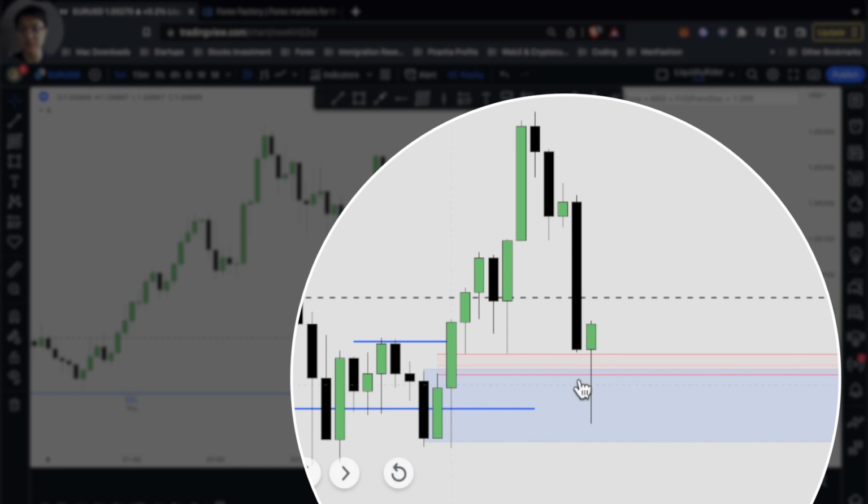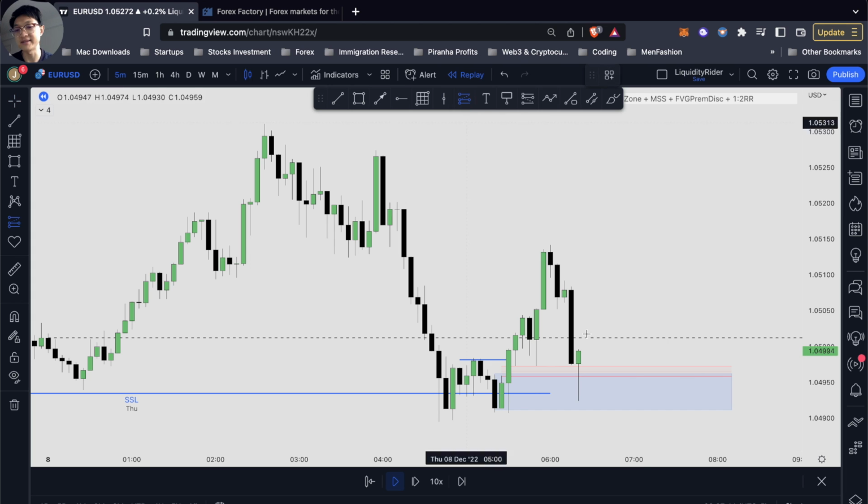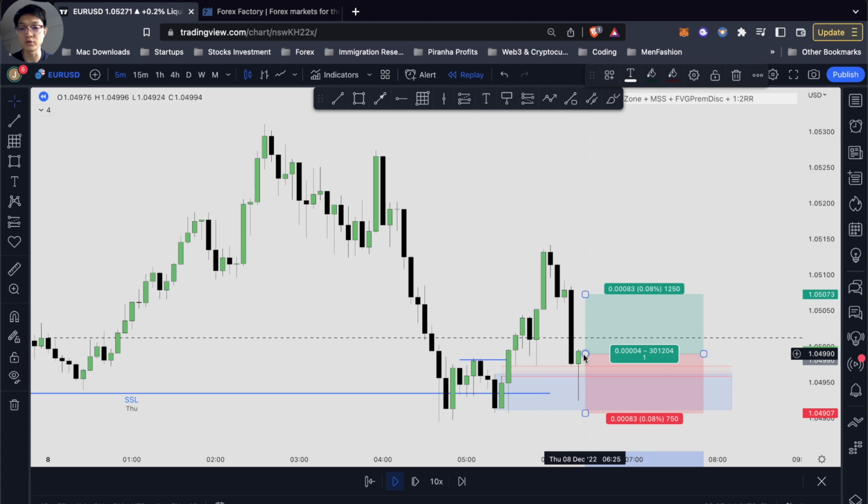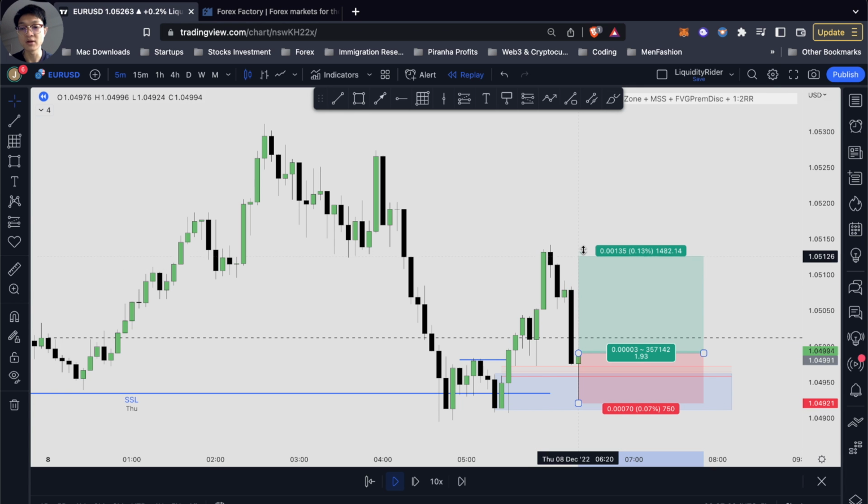If the price respected the bullish order block and tapped into a fair value gap, we can take a trade immediately right over here using a market order, set our stop loss behind this candle and just target 1:2 or even target the recent swing high right over here.